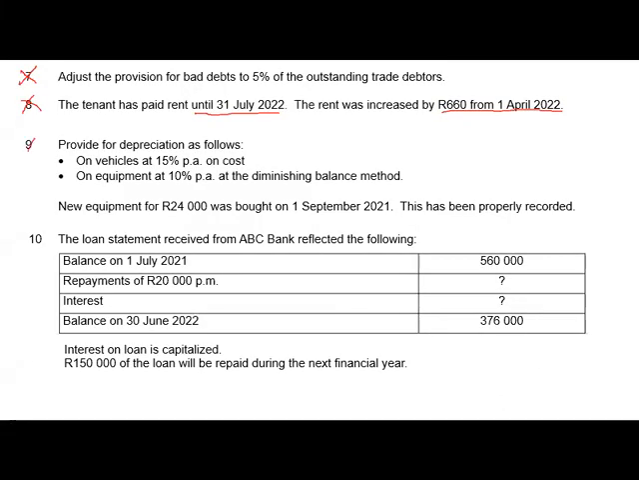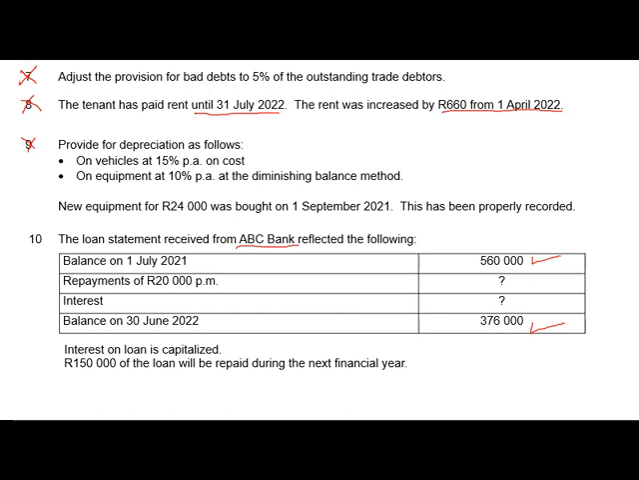Basically, guys, I'm done with number 9. Let us go to number 10, where they say that we received a loan statement from ABC Bank. The balance at the beginning of the year is 560. The balance at the end of the year is 376.